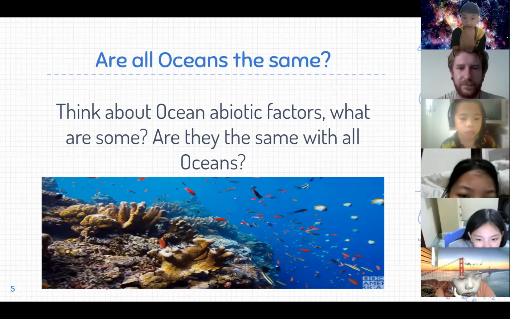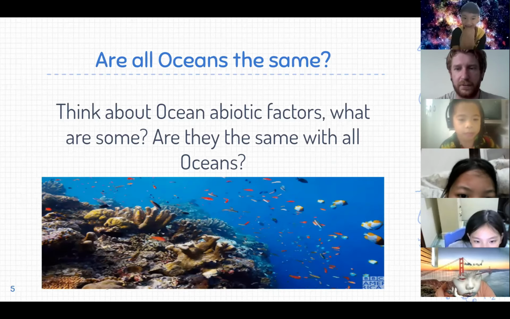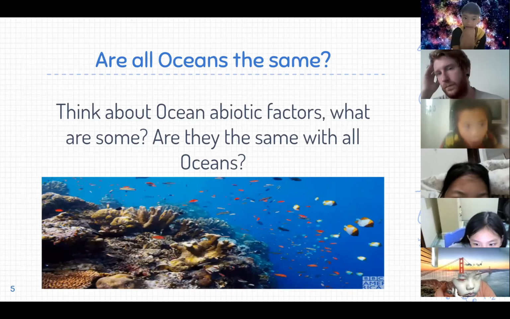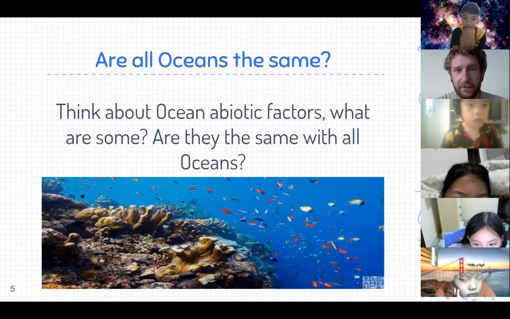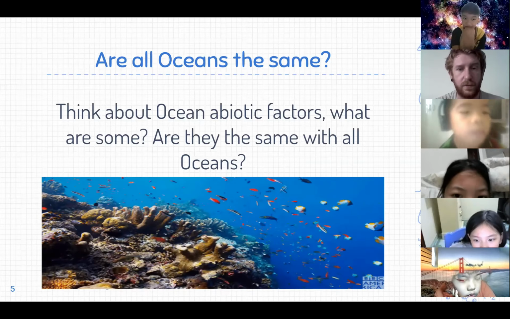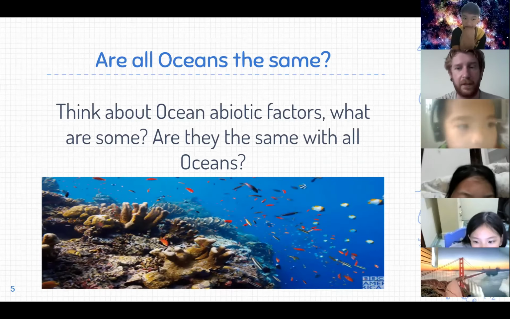What's another thing? Joey, what's something else? So we got water, we got sunlight. What's something else that can affect an ocean? The sand. Sand? Yeah, sand. Help the animals hiding. Yeah, 100%. Sand can definitely help animals hide.